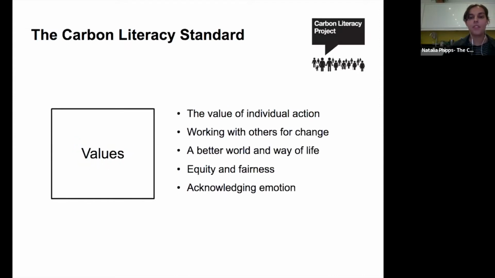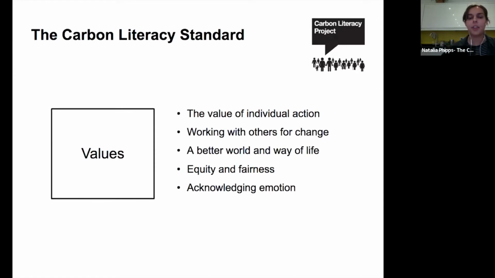The next part of the standard is values. So the carbon literacy values recognise all the different levels of climate change and its impacts. There are common threads threaded throughout the course, highlighting that the action of individuals can and does make a big difference, and that we need to work with others to create change. And overall, the outcome of these changes we need to see can lead to a better world and a better way of life.